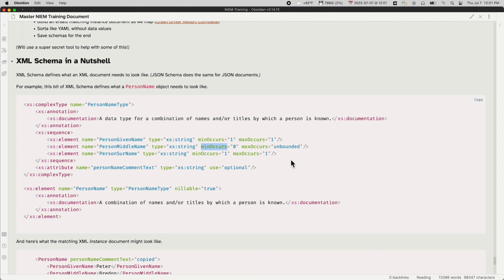That reflects reality. A lot of people don't have a middle name. My wife doesn't have a middle name. I do, but she doesn't have a middle name. No middle name at all. So you need to have that. You can't require a middle name. A lot of people don't have them.